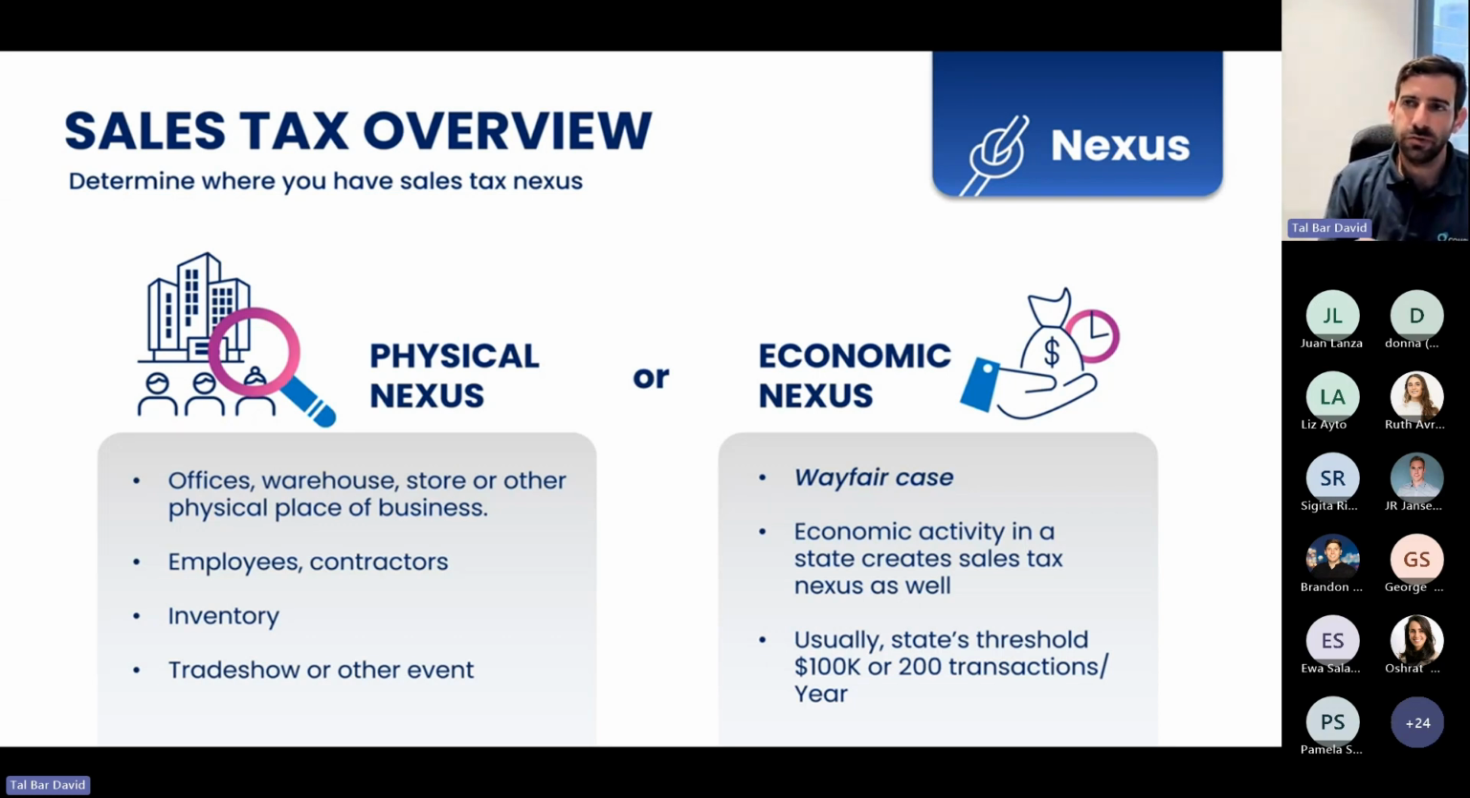But it's important to mention that regardless of your physical location in a specific state, you might have economic nexus, which will trigger you to register and start collecting taxes because of the concept of economic nexus.